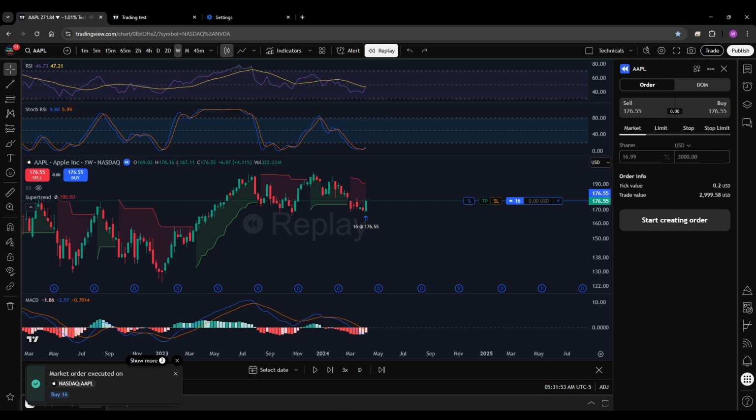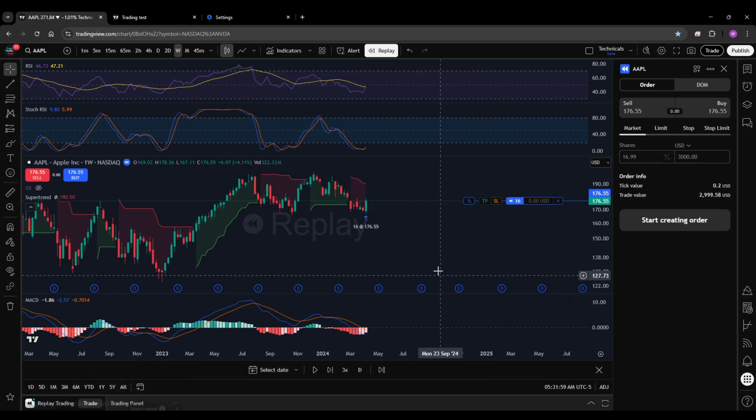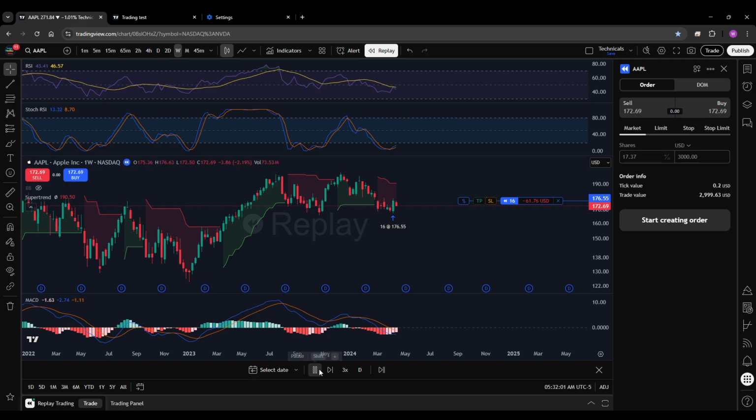I'm going to turn off that noise, the execution sound, and then we'll see if this works out. So we're still in that 1 week chart. Okay, that's a good uptrend. Can we start an uptrend here? We're starting an uptrend.